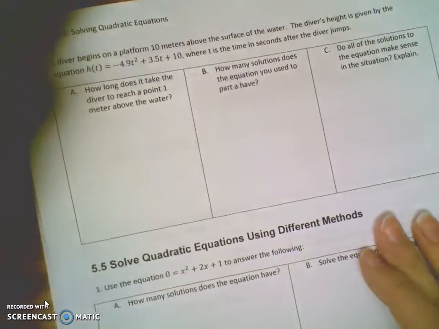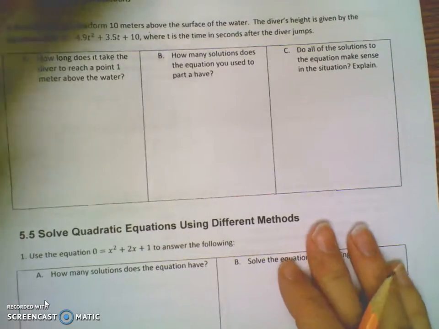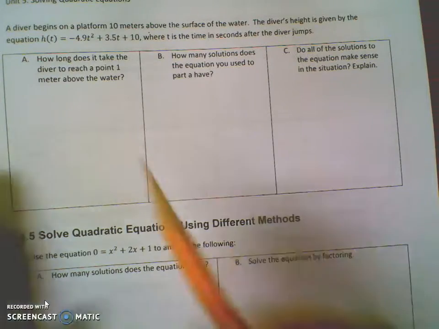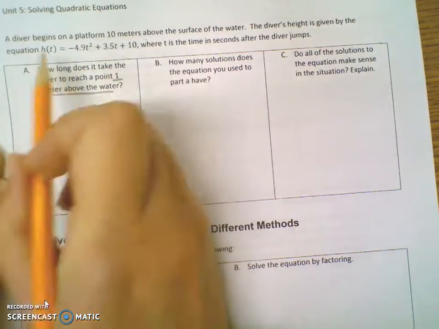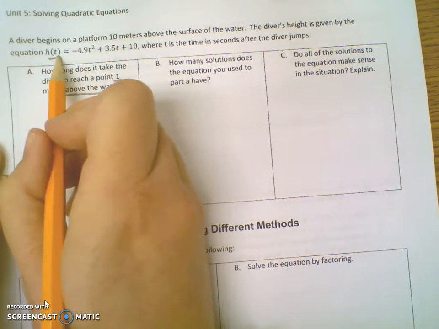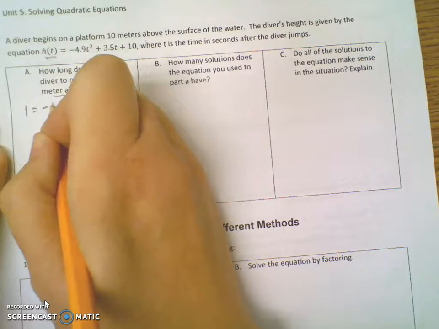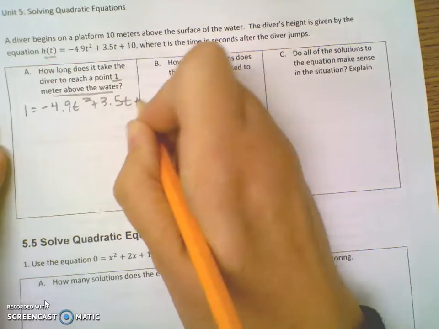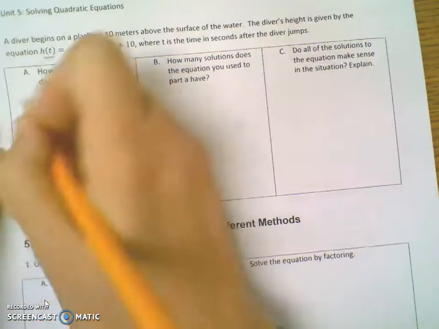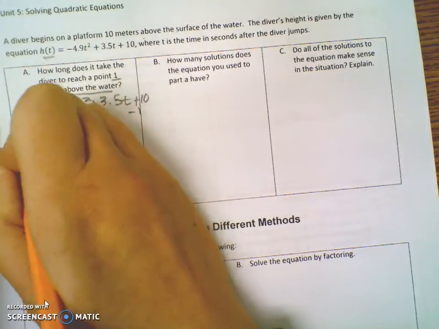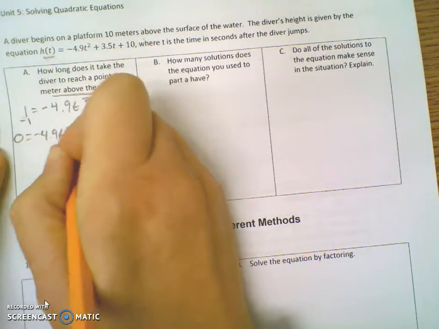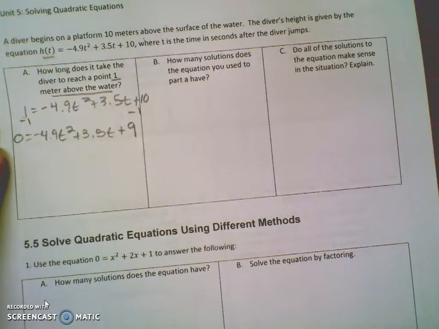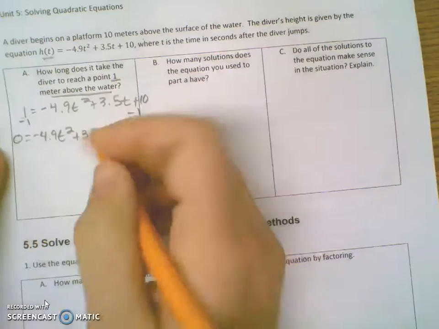Okay, let's do an application one where we're going to solve using the quadratic formula. This time we're looking to reach a point 1 meter above the water. So that means that our height right here is going to be 1. So 1 equals negative 4.9t squared plus 3.5t plus 10. We want to make sure that this is 0, so we subtract 1 from each side. So 0 equals negative 4.9t squared plus 3.5t plus 9. Then we're just going to put that into the quadratic formula.